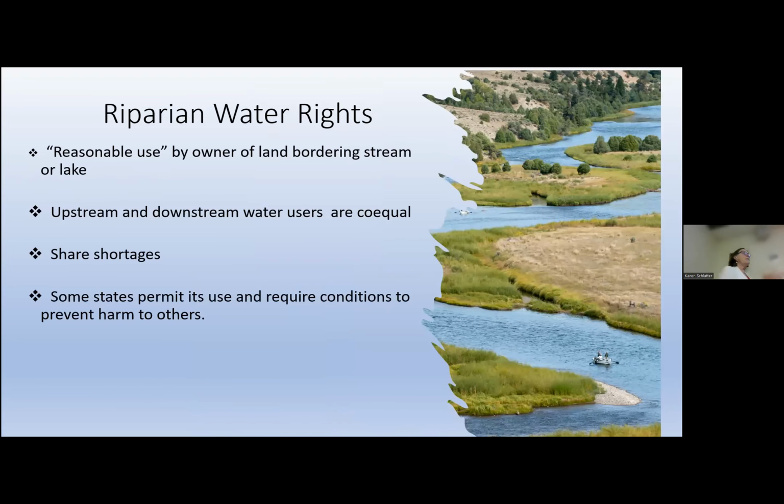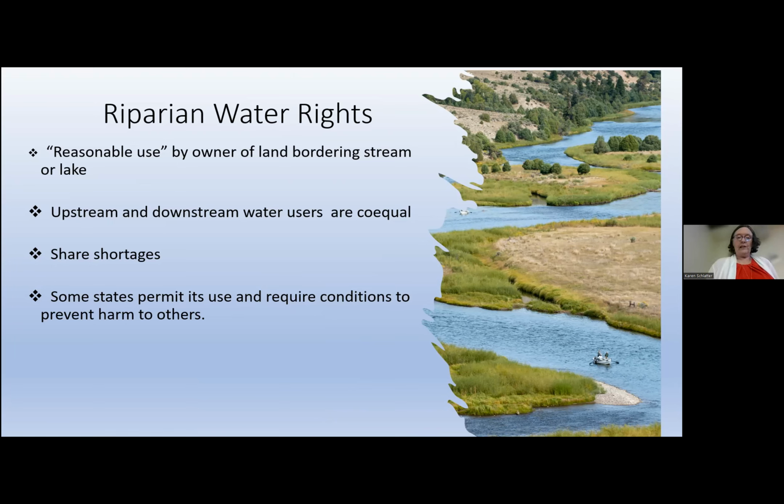So we're going to start with the basics. There are two kinds of water law in the United States: riparian water rights and prior appropriation water rights. Riparian water rights stem from old English law when settlers came over to our country. Riparian rights are share and share alike. You have a right to the river if you're on the river. You have to be reasonable in your use. You have to share shortages. And some states actually have permits and conditions for riparian rights.